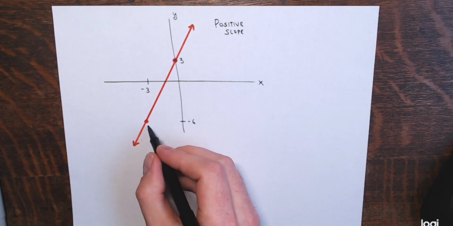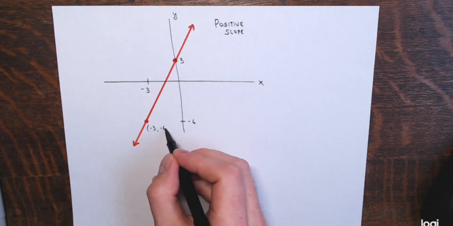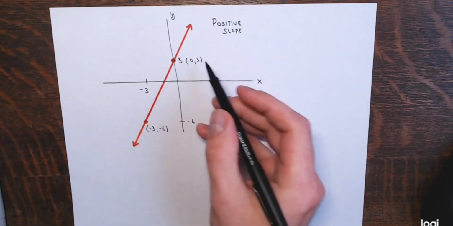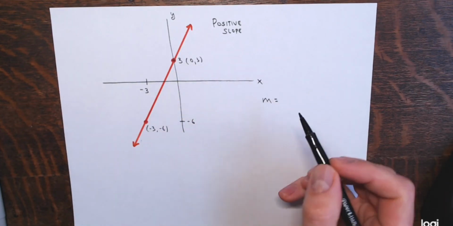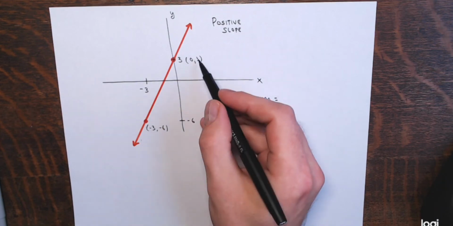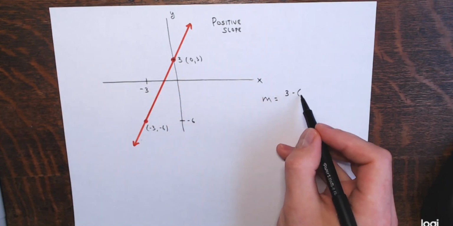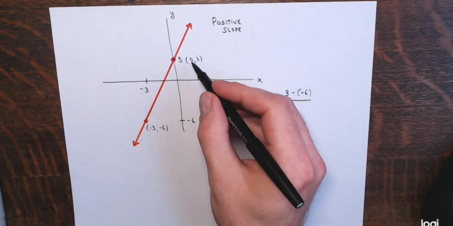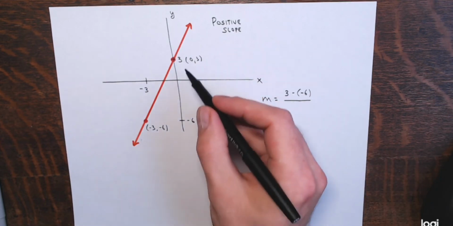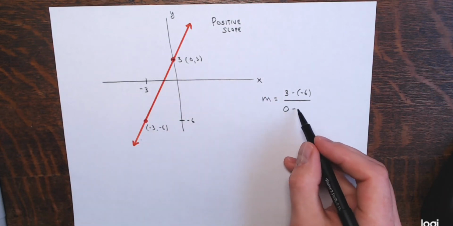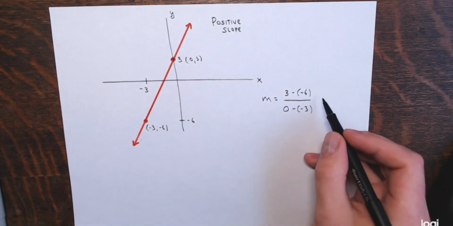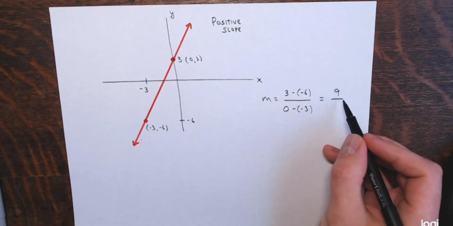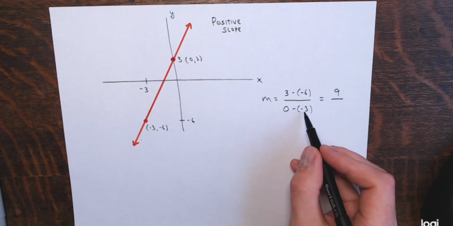But yeah, so, again, negative 3, negative 6, and 0, 3 are the points. Just call these x1, y1, x2, y2. The slope is the change in the y coordinates, so 3 minus negative 6 in the numerator, divided by the change in the x coordinates in the same order. Since I did 3 minus negative 6, I have to do 0 minus negative 3 in the denominator for the run. Now 3 minus negative 6 is 3 plus 6, that's 9. 0 minus negative 3 is 0 plus 3, that's 3.